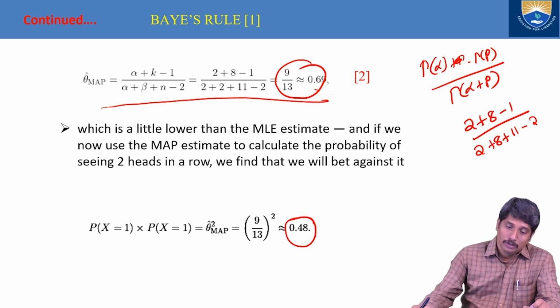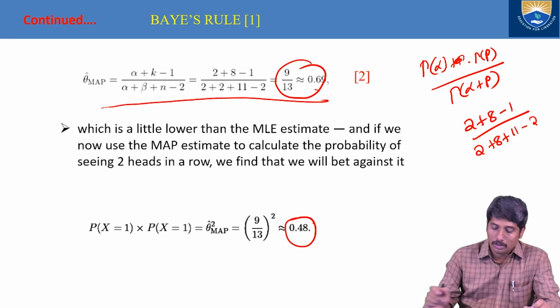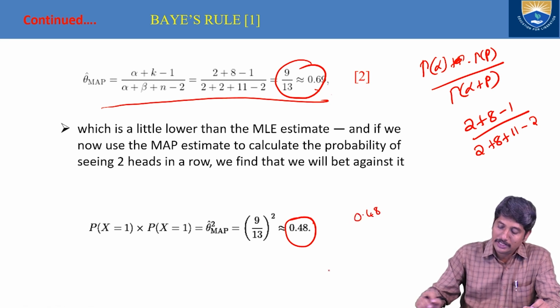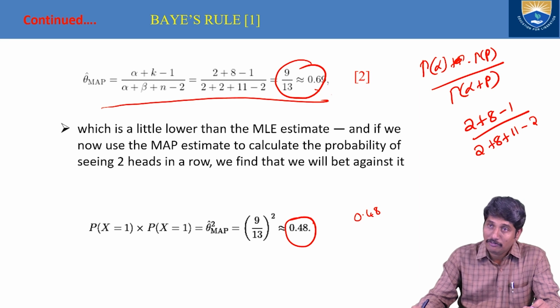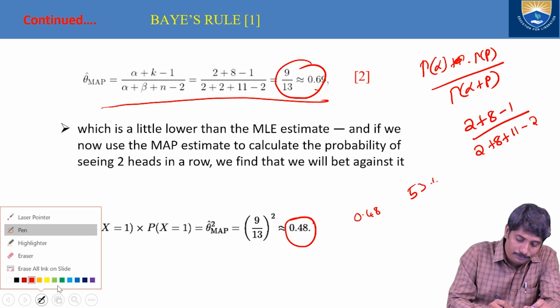So in the Bayesian approach we got only 48%, but in the frequentist approach we got 53%. So we feel that the frequentist approach is showing more chance of the event happening. Okay, right.